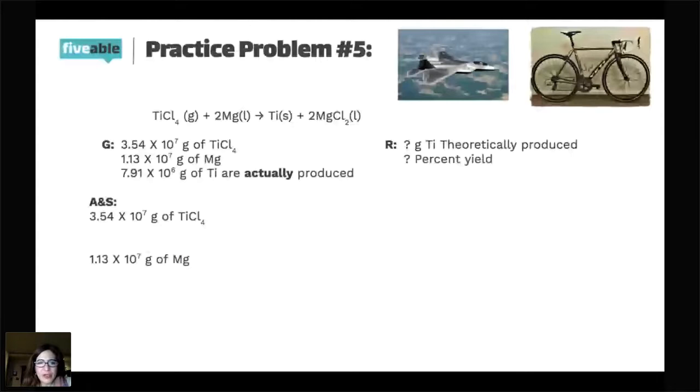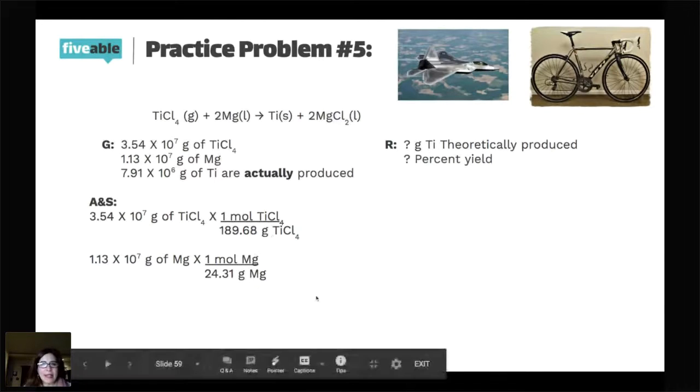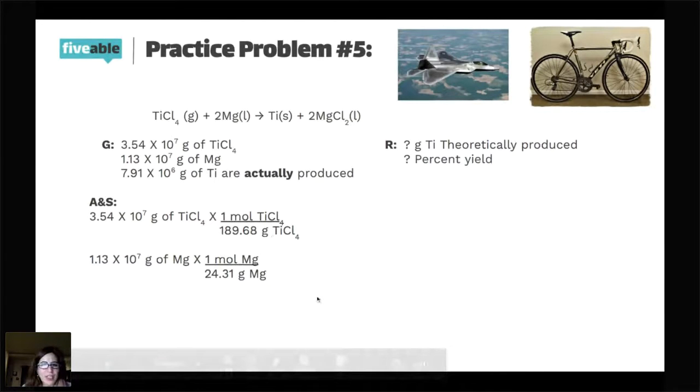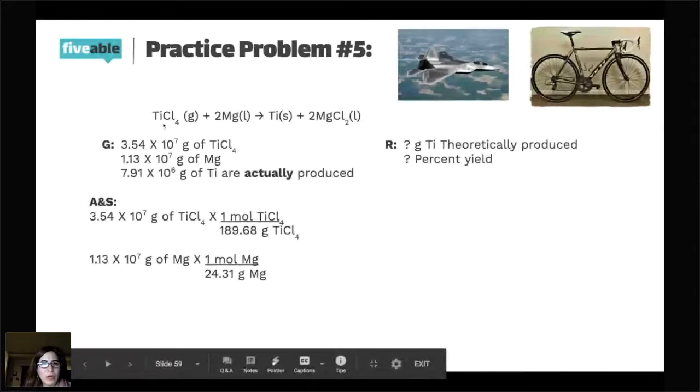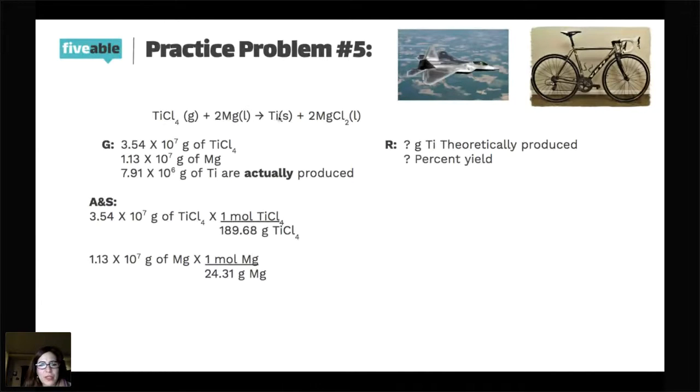We first need to change grams into moles using the molar mass, the value of the periodic table, and consider every single atom involved. So we use the molar mass for both, and now we have moles on the numerator. The next thing that we're going to do is to change moles of the given to moles of the required with the mole ratio of the equation. So for titanium, it's going to be a 1-to-1 ratio, but for magnesium, it's going to be a 2-to-1 ratio.